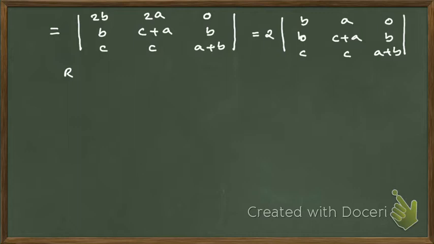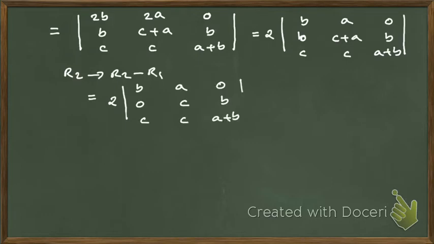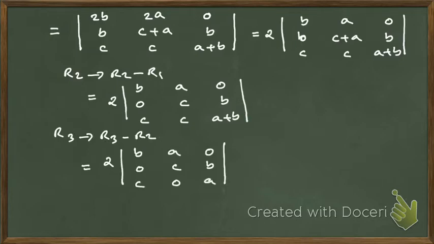Now I see that if I do R2 minus R1, I'll get an extra 0 and the terms will become smaller. So R2 changes to R2 minus R1. So R1 remains the same. Then from R2 I take away R1. B minus B is 0. C plus A minus A is C. And B minus 0 is B. And the third row remains the same. Now again R3. R3 changes to R3 minus R2. Because you get one more 0 and the terms become smaller. This is C minus 0 is C. C minus C is 0. A plus B minus B is A.